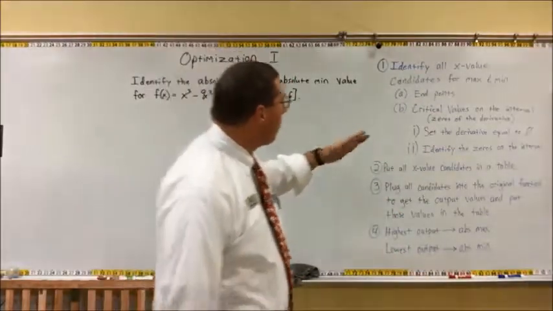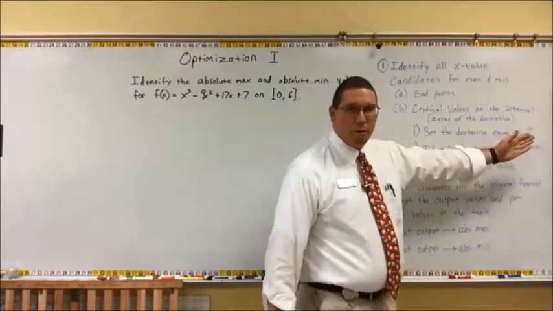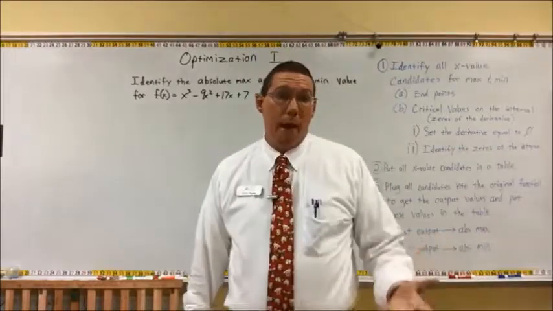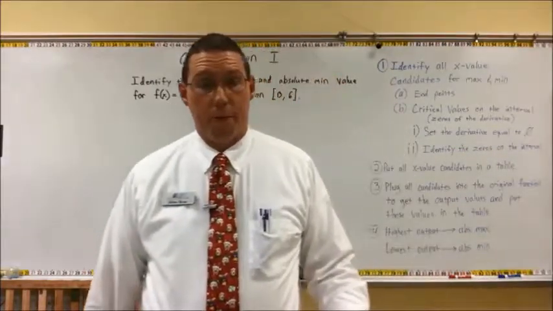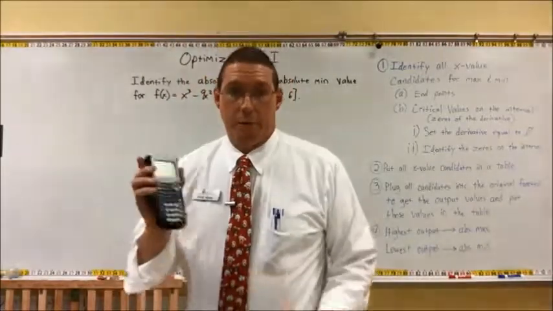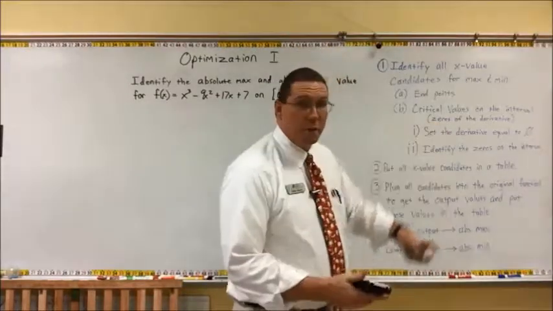Okay? So how are we going to find those critical values? Well, we're going to set the derivative equal to 0, and then we're going to identify the zeros on the interval. Now, you may have to use a graphing calculator to be able to do this. So I happen to have one right here. And you may also want to get a graphing calculator out so you can identify the zeros of the derivative.